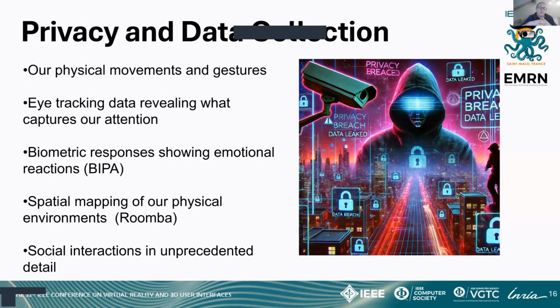And of course, privacy is clearly an issue. We have to think about biometrics. Illinois has a very powerful biometrics law, BIPA, and that's something to be thinking about. Eye tracking, what does that reveal about me? Spatial mapping of our physical environments. Of course, we had this concern with Roomba doing that. This is a much more intense thing. So again, privacy and data collection is clearly an issue that needs to be dealt with. And again, we want privacy by design, not privacy as an afterthought.